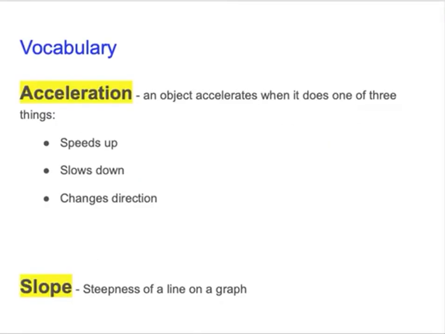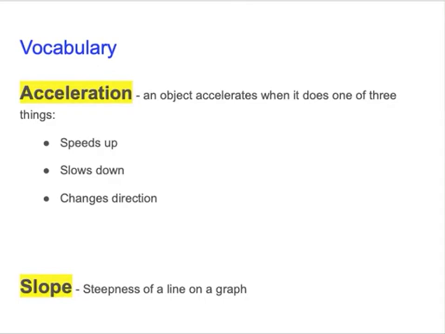Okay, so a little bit of vocabulary. This week we're going to be talking about acceleration. Basically, when an object accelerates, it does one of these three things, or at least it can. When you hear acceleration, you usually think of something speeding up. That's true. However, something can also accelerate if it is slowing down. You'll sometimes hear that called negative acceleration, but it's still acceleration. Something is accelerating even if it slows down, because it's changing speeds. And that's what acceleration is.